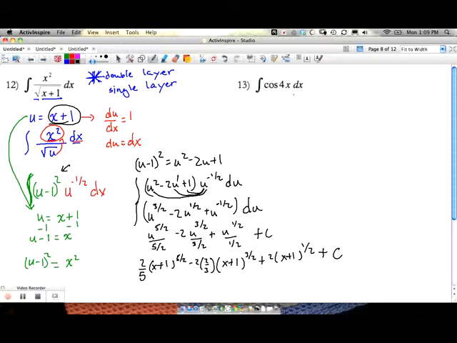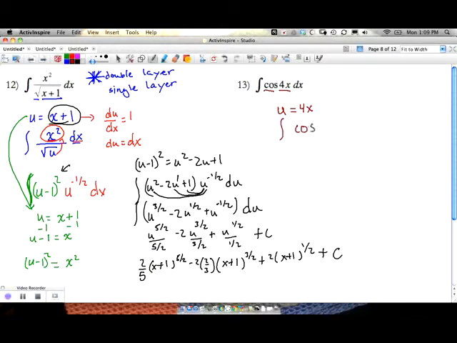Alright, so for this one where it says cosine 4x dx, again, think about layers. And I see layers here. I see a 4x on the inside and a cosine on the outside. And that u is always that inside layer, so we can work our way through that layer without even having to think about it. So if we say u equals 4x, let's see what happens.